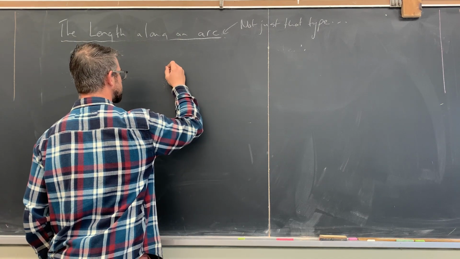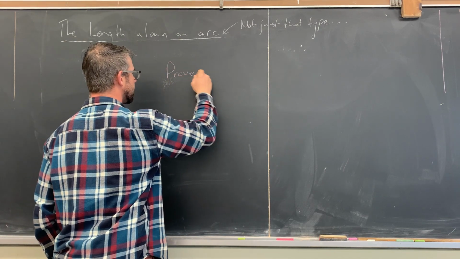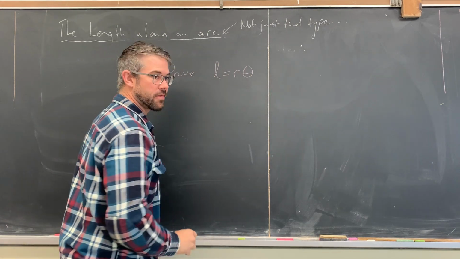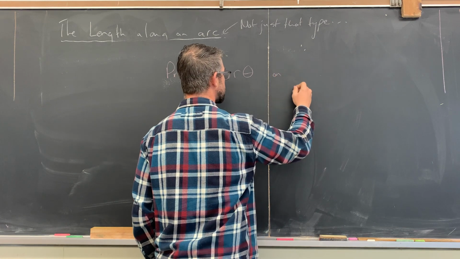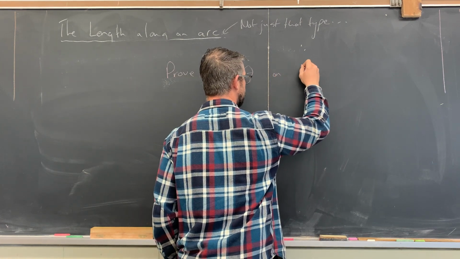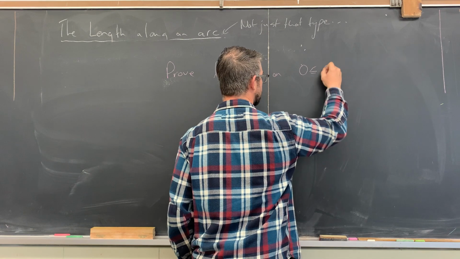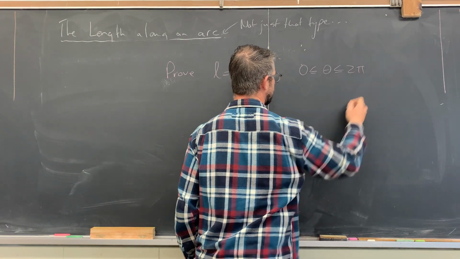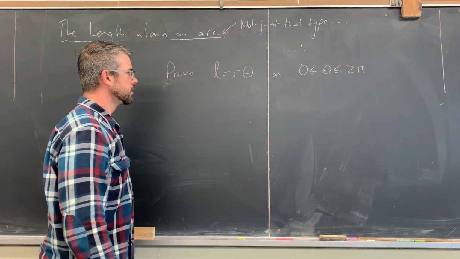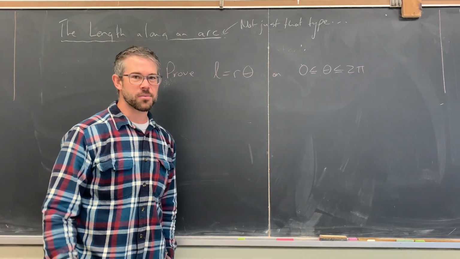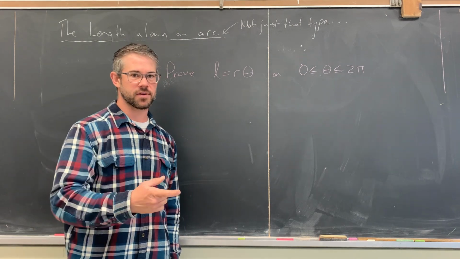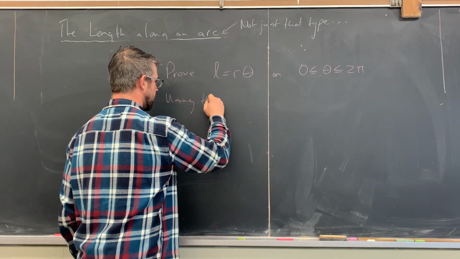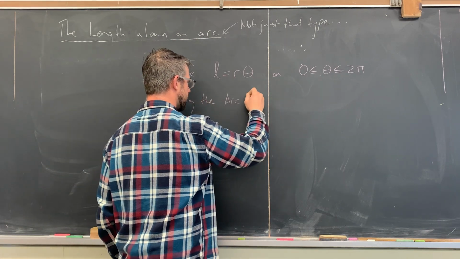might not be a bad idea to try to prove that on some interval we can go from 0 to 2 pi. So I think it'd be nice to be able to prove this length of an arc formula on some interval using the arc length formula.